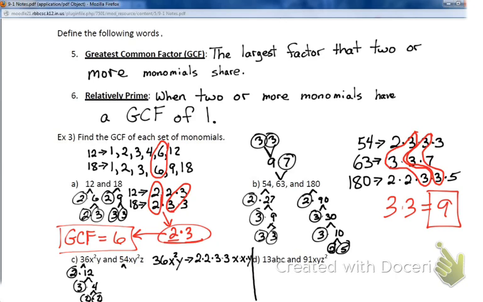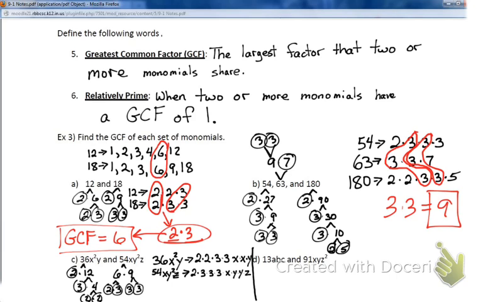So for 54, I'm going to break it down into, let's do 6 and 9. Neither of those two are prime, so I just break them both down. 6 is 2 and 3, which are both prime. 9 is 3 and 3, which are both prime. And again, all my branches stopped. So for the 54x y squared z, I have 2 times 3 times 3 times 3, and then I have a single x, 2 y's, and a single z.